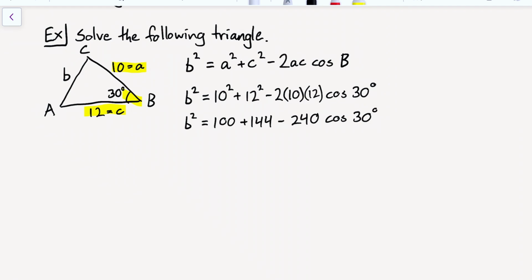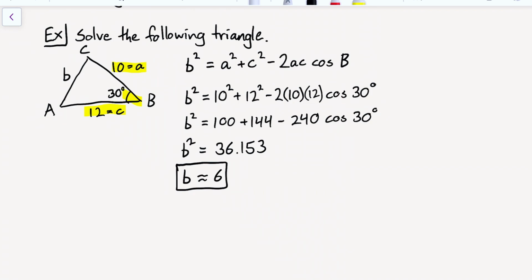I have b squared equals 100 plus 144 minus 240 cosine 30, or b squared equals 36.153. When I take a square root of both sides, I get approximately b is equal to 6. Depends how many decimal places you want to use here. That might affect other answers further on down the line. If I'm rounding to one decimal place, I'll get b equals 6.0 or b equals 6.